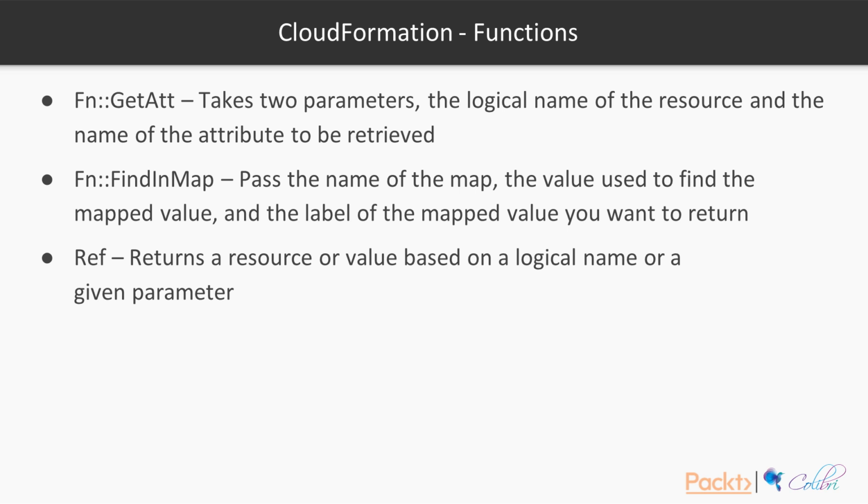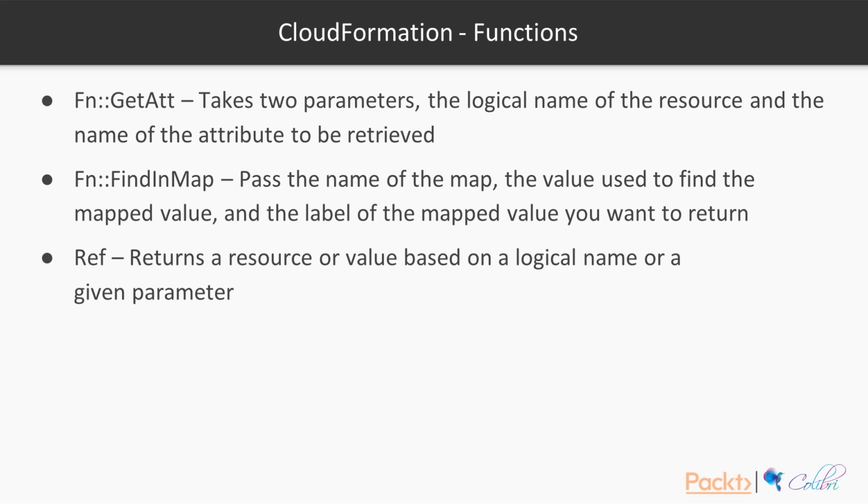These functions are going to be used to pass in values that are not available until runtime. We'll start with function GetAtt, which takes two parameters, the logical name of the resource and the name of the attribute to be retrieved. Then there is Fn::FindInMap, that is, we will pass the name of the map, the value used to find the mapped value, and the label of the mapped value that you want to return. So this is just the way to find the value of a key in a specified map.